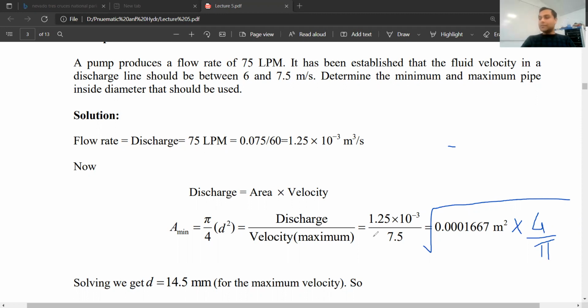So you will get an answer as 0.0145, which is 14.56, so around 14.56 millimeter. So you will get 14.56 millimeter here. That will be the diameter, the minimum diameter you will get. And this is for the maximum velocity.